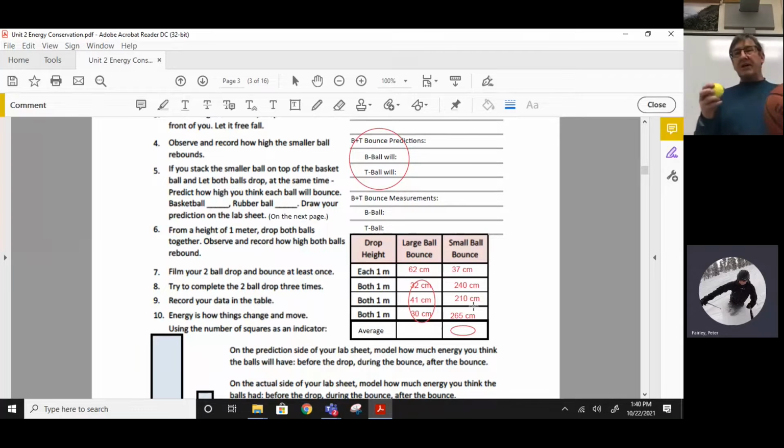That means when we do our energy diagrams, the total amount of energy should stay the same. The total that we start with should be the same as the total we end with. But the amount in the basketball should be reduced, and the amount in the tennis ball should be increased. So we're not going to actually measure these numbers. We're just going to kind of fudge it to represent what happened.